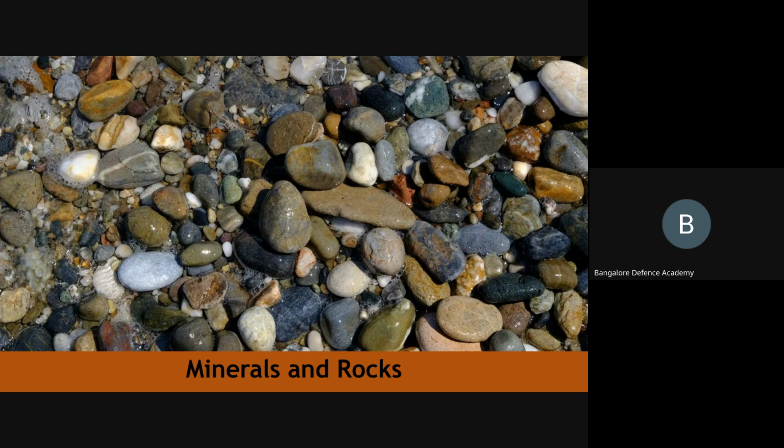So what are minerals and what are rocks? What is the difference between a mineral and a rock? Okay, so minerals are the basic elements. These minerals combine together to form rocks, and the elements combine to form a mineral. The rock can consist of more than one mineral. That is called a rock.